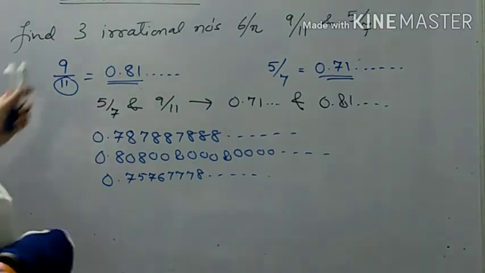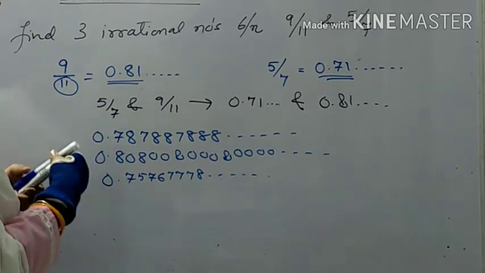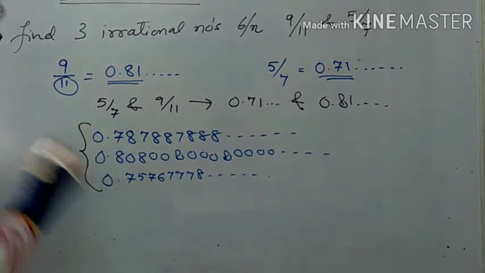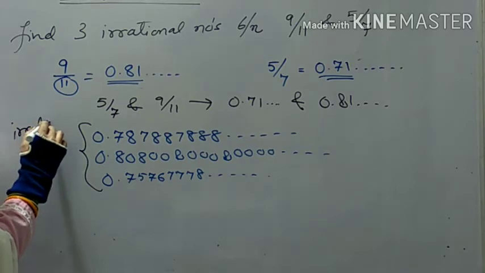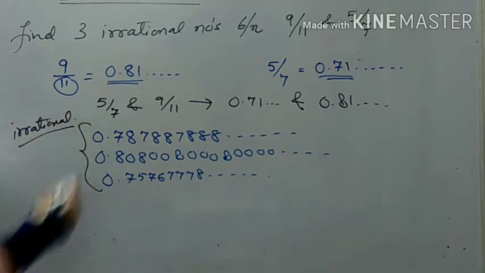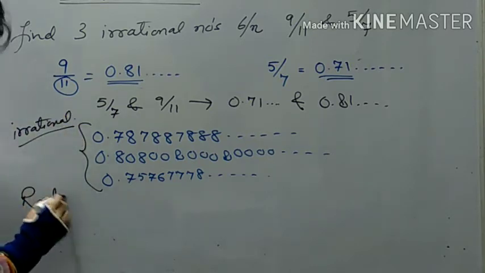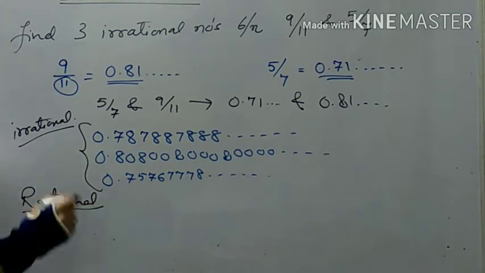Now, this question can also come here. What we have found is the irrational number between these two numbers. And the question can be asked: find the rational numbers between these two.